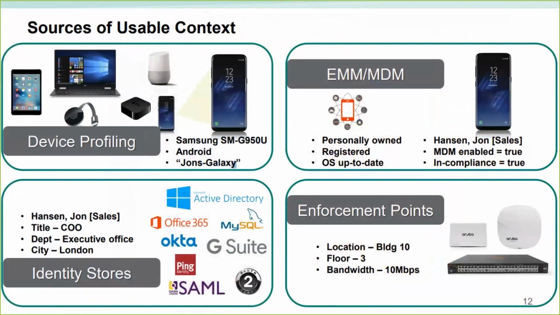We can also make decisions on the identity of who is connecting. So, for instance, John Hansen here, he might be in sales. His title is COO. We could authenticate him against Active Directory and then give him access to things like Office 365. And we can also enforce on things like location. What building is this? What floor on that building? What country are you in? And we can make these decisions in context with one another. When you start adding lots of different usable context, you're able to make more granular decisions, have more granular control, and automate that control in a much easier fashion.